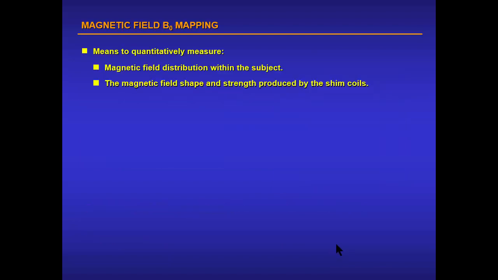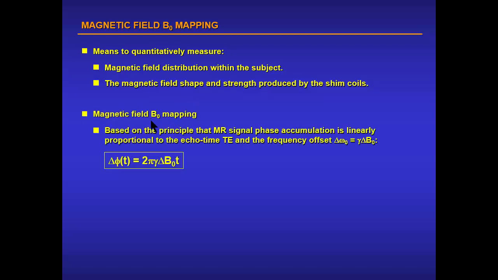Okay, so now we have the theory, we have the hardware to do it. The next thing we need is to be able to measure quantitatively what the inhomogeneity in the subject is, so that we can compensate for it. So you need to be able to measure the magnetic field distribution inside the subject, and you need to measure the magnetic field produced by all of these shim coils. Now, the standard way of doing that is B0 mapping, and that relies on the fact that the phase of your NMR signal is proportional to the B0 field at that position times the time it was in the XY plane. So the stronger the inhomogeneity is, the larger the B0 offset is, and therefore the stronger the phase is.